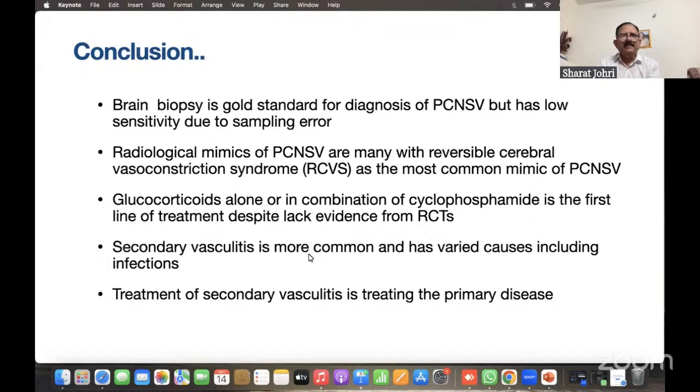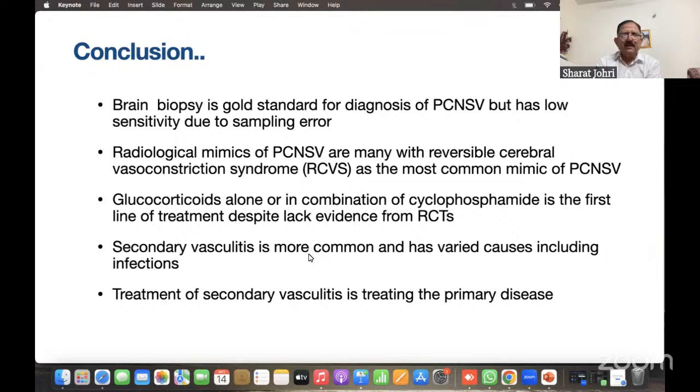Brain biopsy is still the gold standard of diagnosis of primary CNS vasculitis, but it has low sensitivity due to sampling error. Radiological mimics are also very common, especially reversible cerebral vasoconstriction syndrome, which is the most common mimic of primary CNS vasculitis. Glucocorticoid alone or in combination with cyclophosphamide is the first line of treatment.